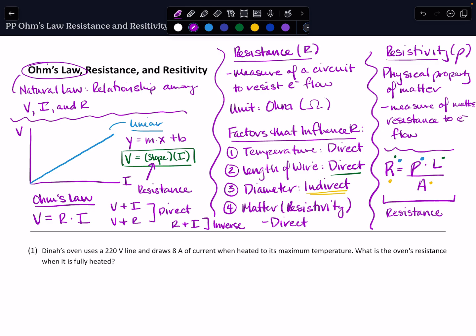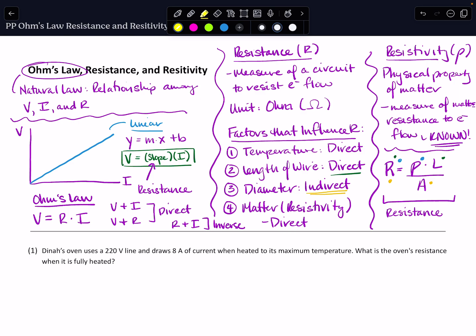Now, the resistivity values for a lot of materials are known. These have been measured, kind of like density, melting points, and boiling points. It's a physical property, so it's been measured for many, many materials, and you can find tables of this information online. So we're going to try a couple problems.